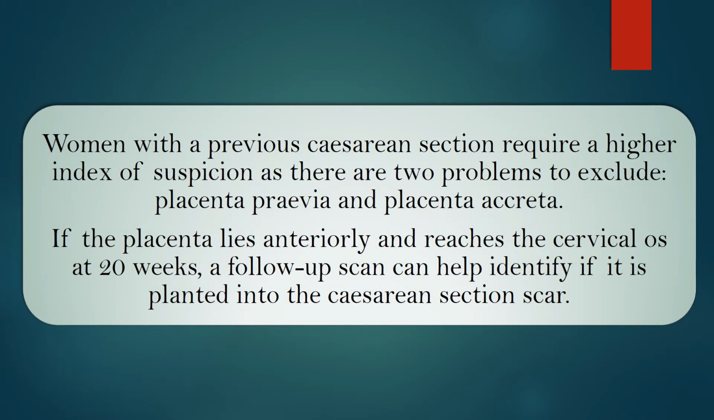Women with a previous cesarean section require a higher index of suspicion as there are two problems to exclude: Placenta Praevia and Placenta Accreta. If the placenta lies anteriorly and reaches the cervical os at 20 weeks, a follow-up scan can help identify if it is implanted into the cesarean section scar.